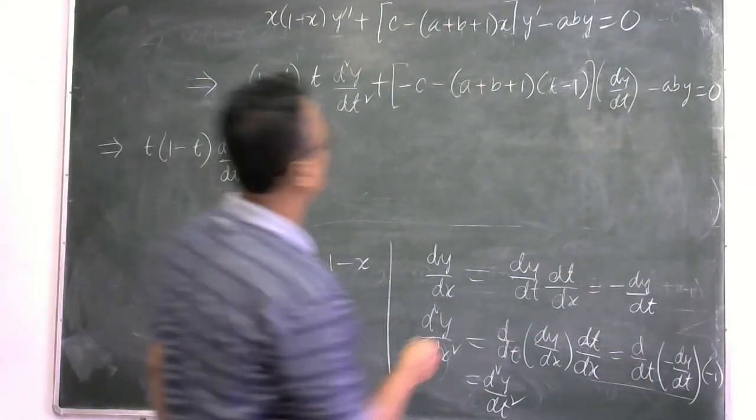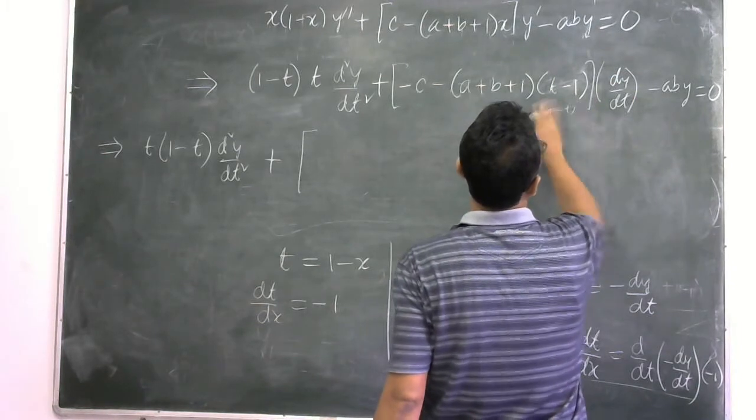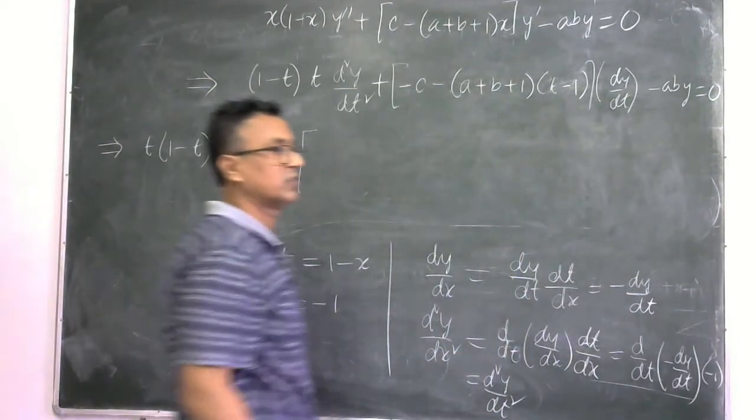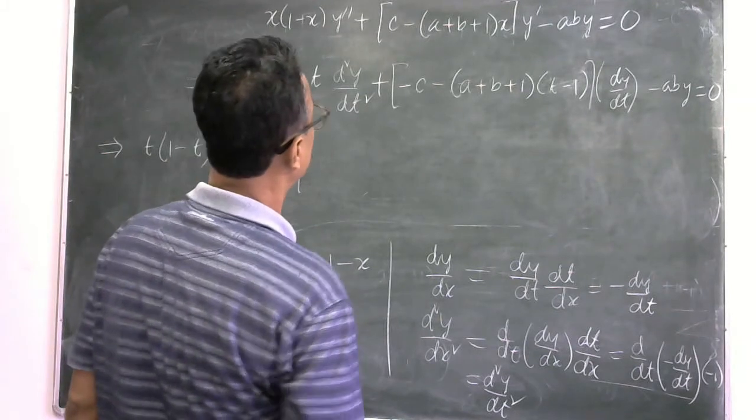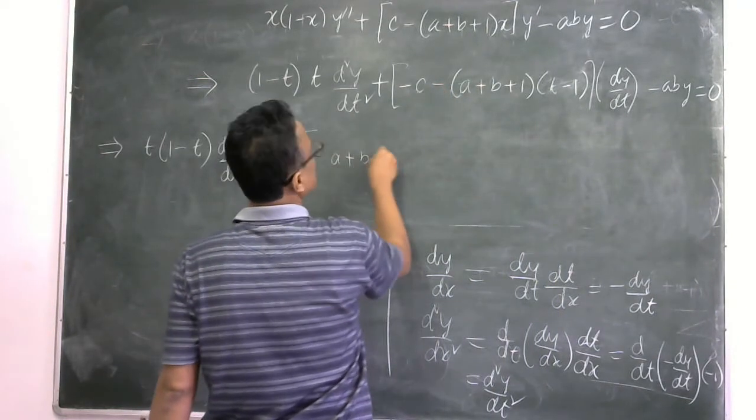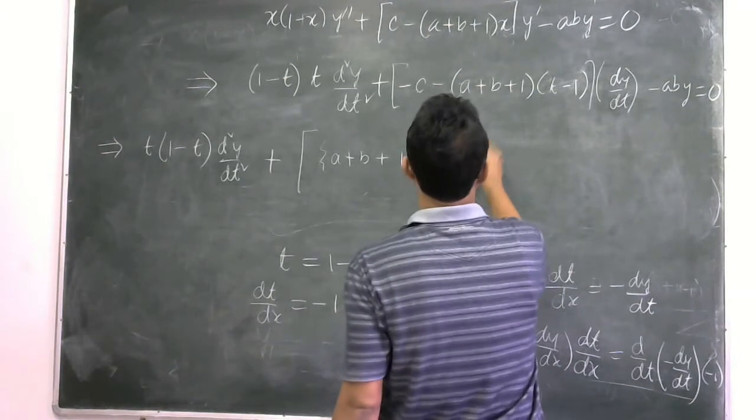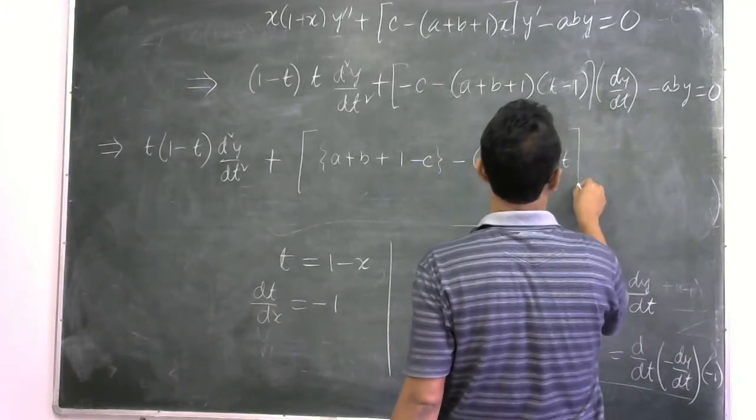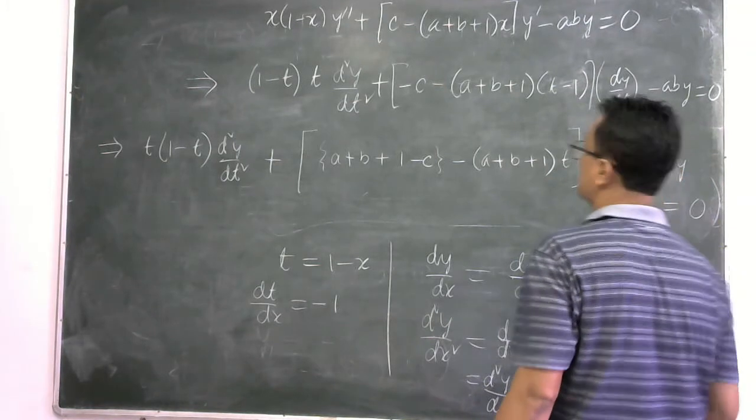But anyway, see, what I did, this was 1 minus t before because this was minus dy dt. So if I multiply everything by minus 1, this is going to be minus c and this is going to be t minus 1. Is it okay? Fine? Okay. So then let us bring the constant term. So this is going to be c minus 1 into this is plus a plus b plus 1 minus c, right? And then minus a plus b plus 1 into t. Fine? This is equal to 0.